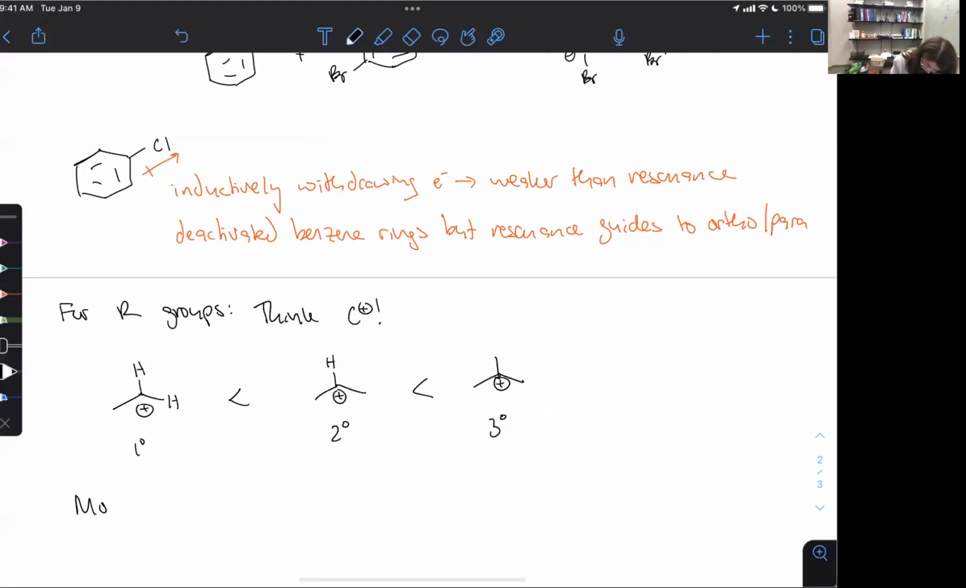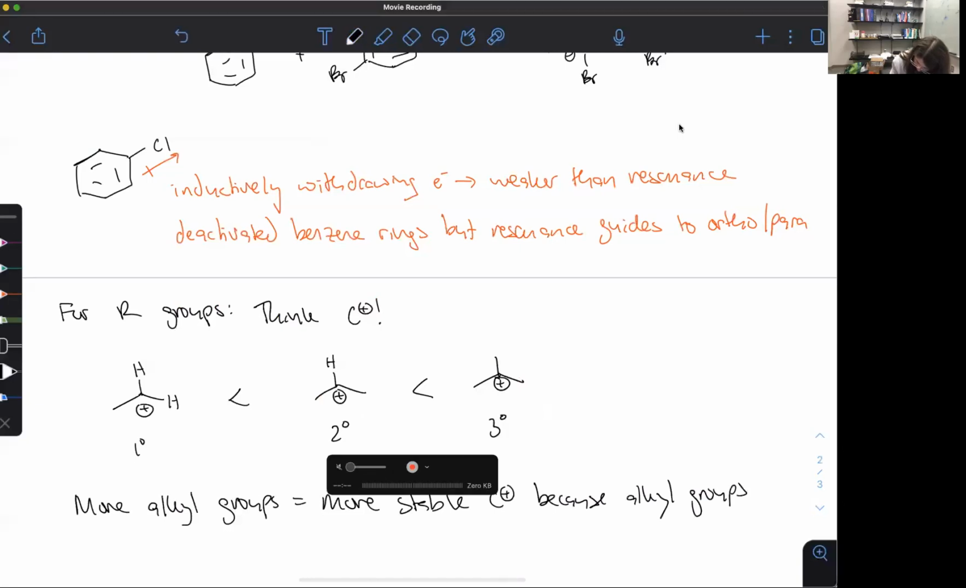So more alkyl groups equals more stable carbocation, because the alkyl groups are donating electron density.